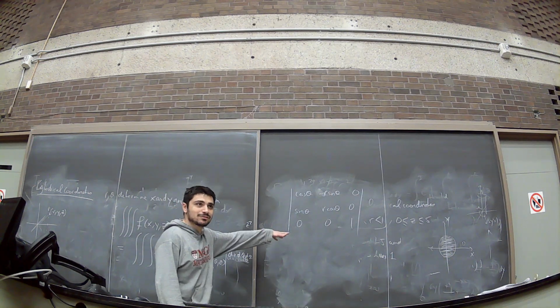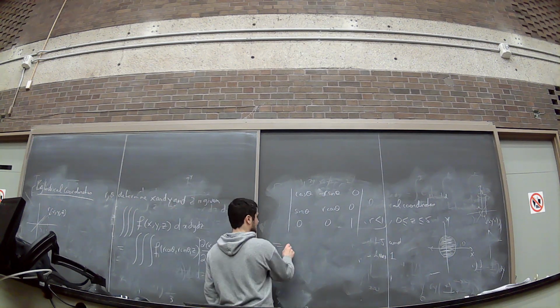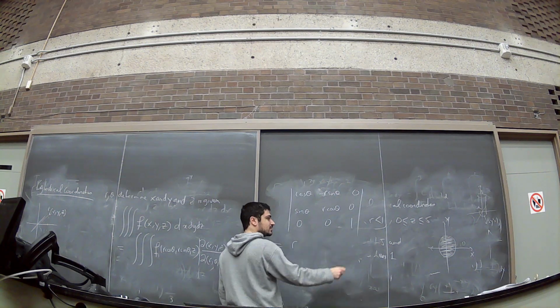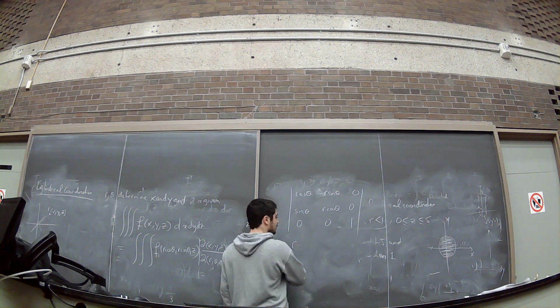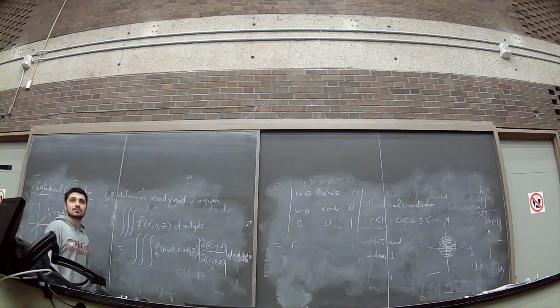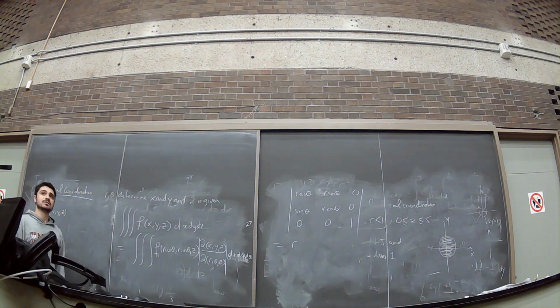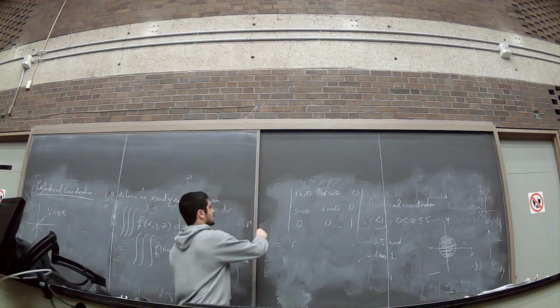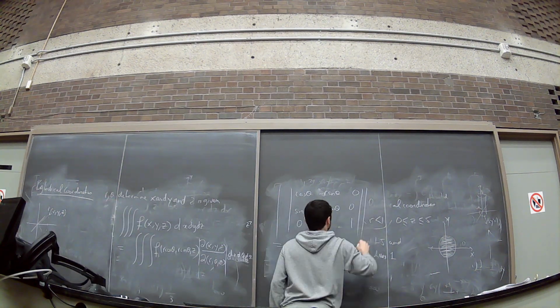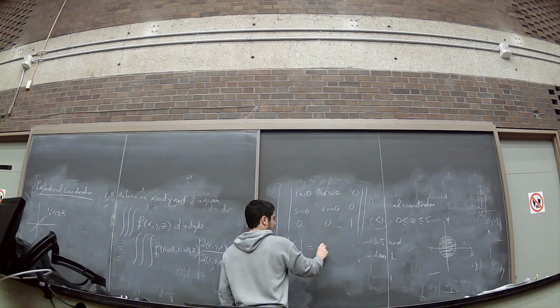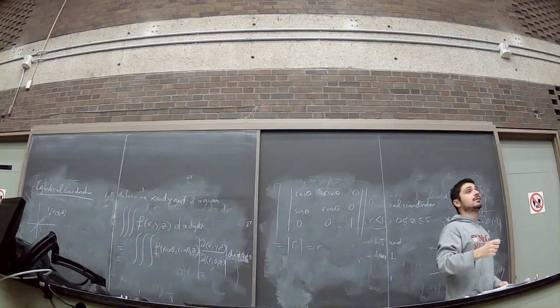You know how to expand the determinant, right? This is just r cos squared theta plus r sine squared theta, which is r, right? And an absolute value.